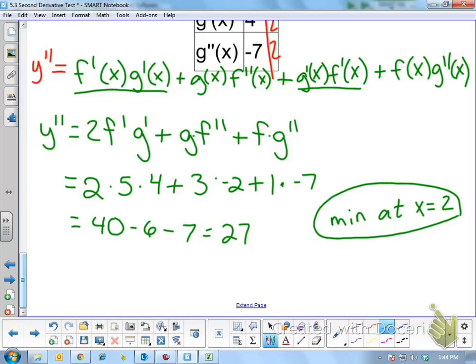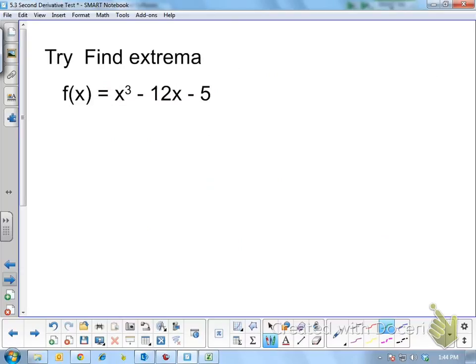So I'm going to have you guys try one. This one will, again, technically you could be able to do this with the first derivative test, but I want you to do this using the second derivative test, just because we're practicing the second derivative test. So what should our extreme values be?